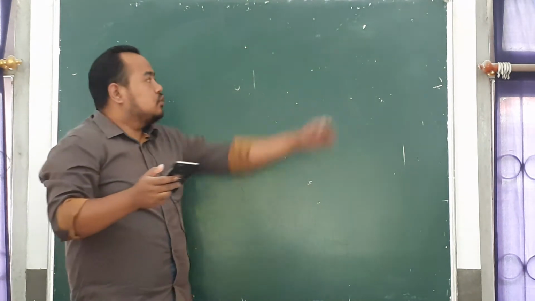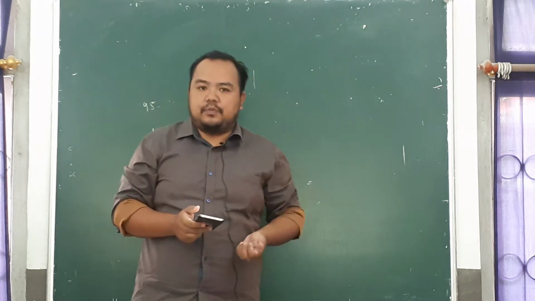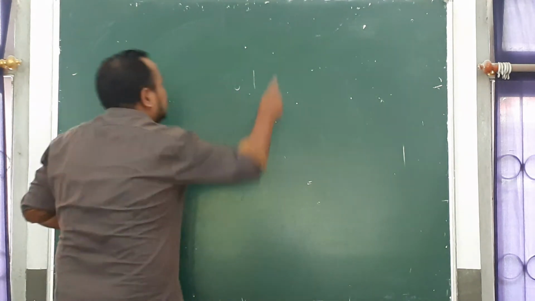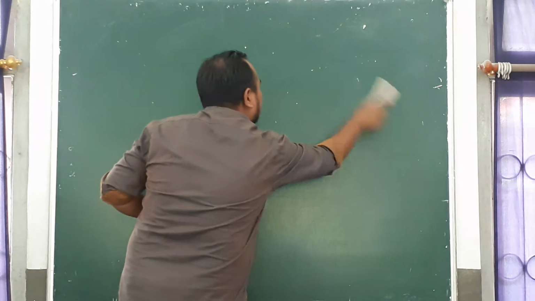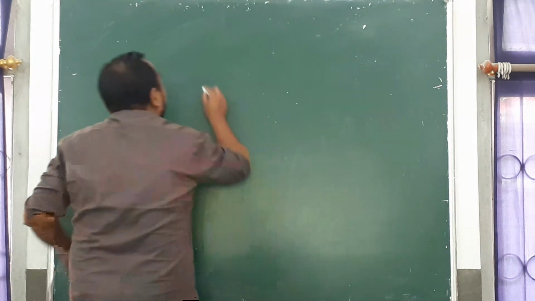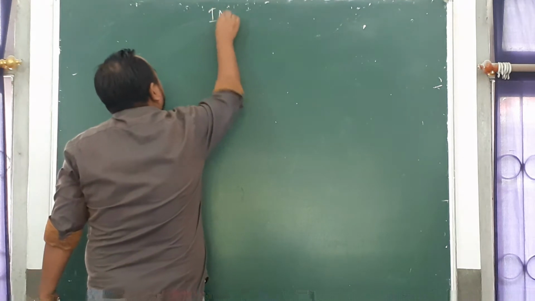Is that clear? So with this we come to an end of this particular chapter. Since I've got time, I'll start off with a new chapter. The name of the chapter is index number. Is that clear? So the next topic is index number. You are bound to get one question from this particular topic. It's a very easy chapter.